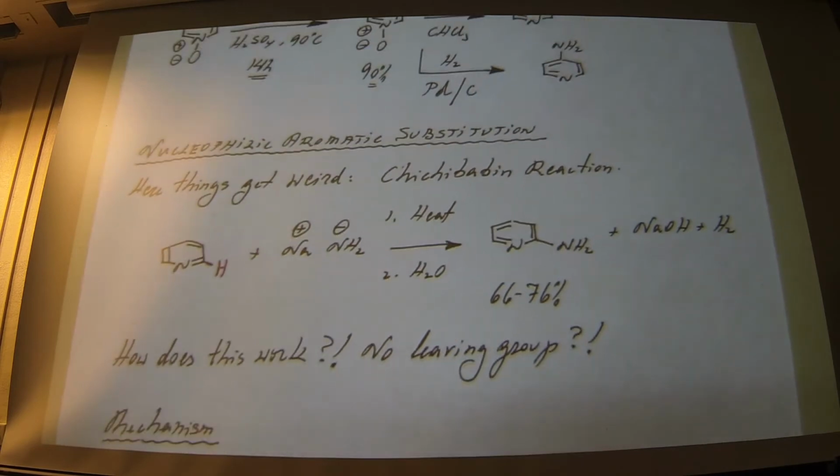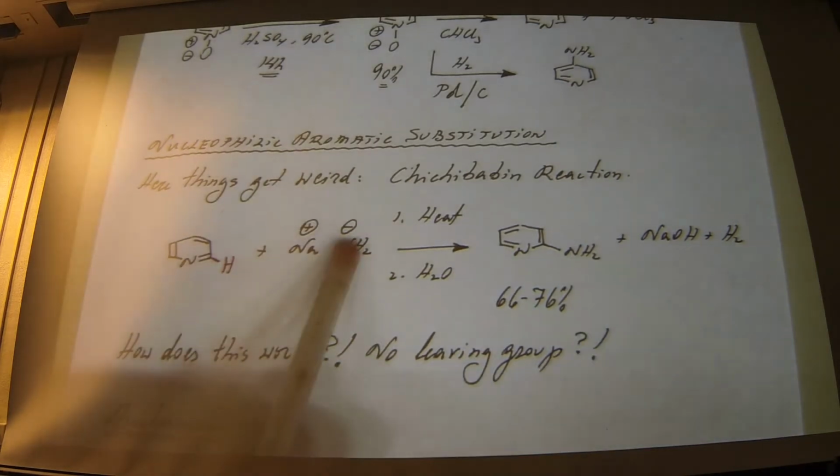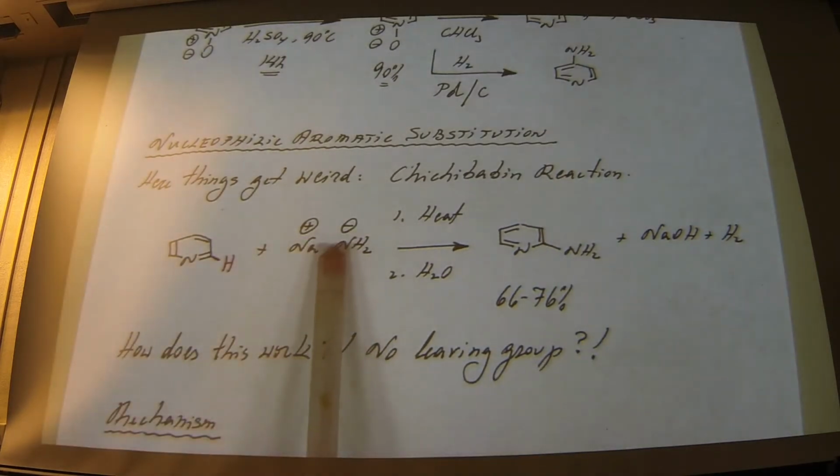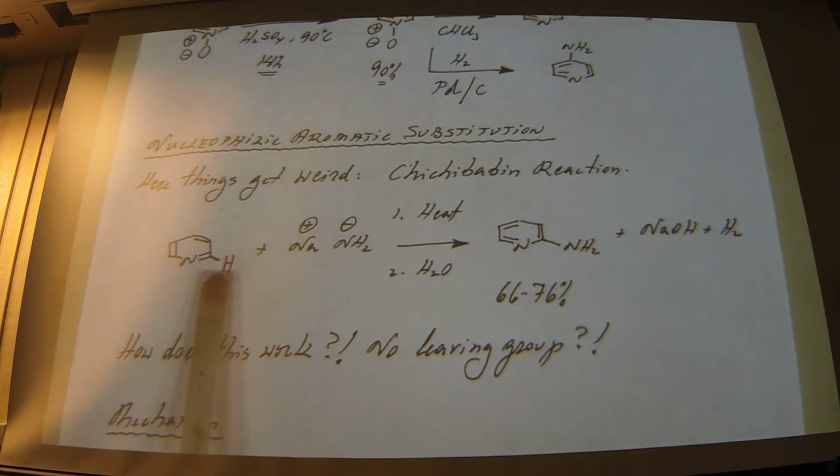Okay, now take a look at this. This is really weird. You take pyridine, you treat it with sodium amide. Now, sodium amide is the conjugate base of ammonia. It's a very strong base, pKa of 35 or something for ammonia. So that tells you that this is a very strong base. Now, this is acting not as a base, not pulling a proton off. It's acting as a nucleophile, and it is substituting that red hydrogen atom.